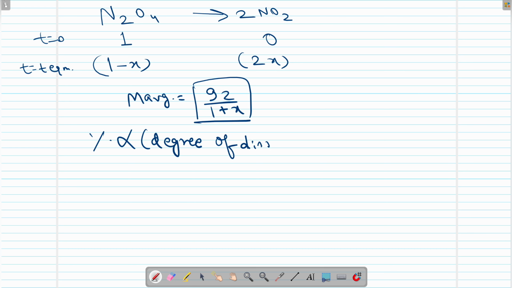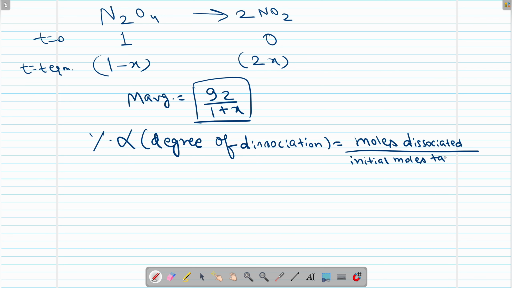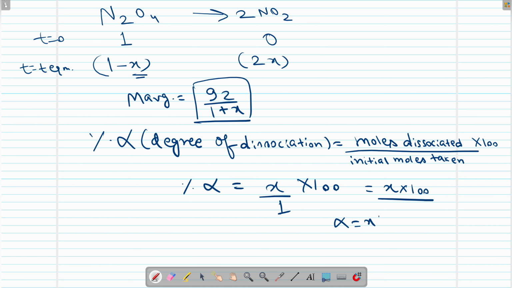So percentage alpha or degree of dissociation is moles dissociated divided by initial moles taken, multiplied by 100. So this is the formula for degree of dissociation. So percentage alpha, here the moles dissociated is X divided by initial moles taken, which was 1. So it will come out to be X multiplied by 100. This is percentage alpha, alpha will be equal to X.